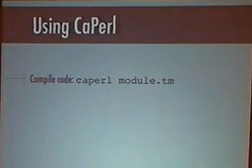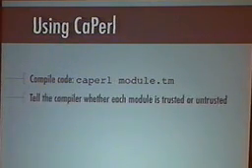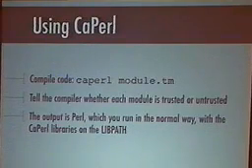So compiling, you say Capel module.tm. TM is for trusted, UM is for untrusted. You can also just pass a flag to say whether it's trusted or untrusted. It outputs Perl, which you just run in the normal way using the Perl interpreter with the Capel libraries on the libpath, so that, well, even that's not strictly necessary.